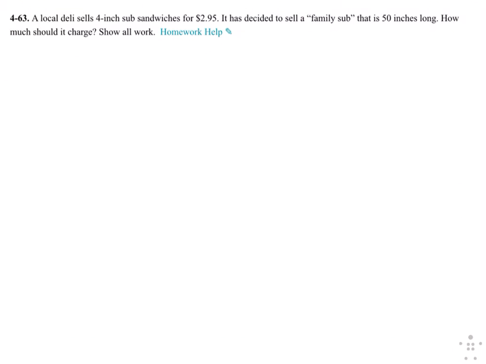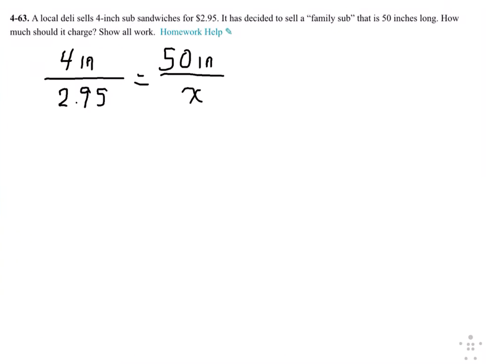Okay, 463 is kind of a ridiculous question because I don't think that the price of sandwiches is linear. But anyway, let's assume that it is, right? So if a 4-inch sub sells for $2.95, they're asking how much should a sub that's 50 inches long sell for, right? So there's that question mark right there.